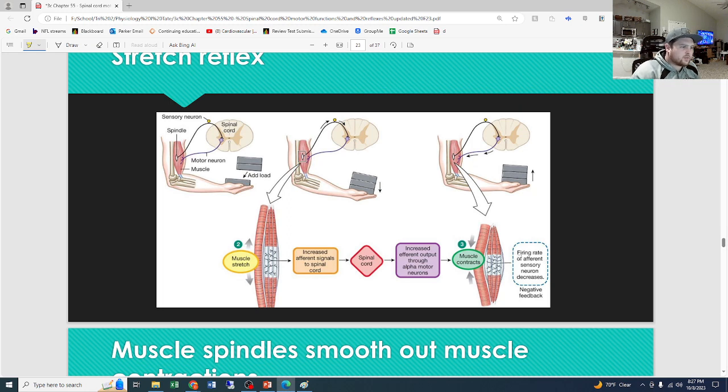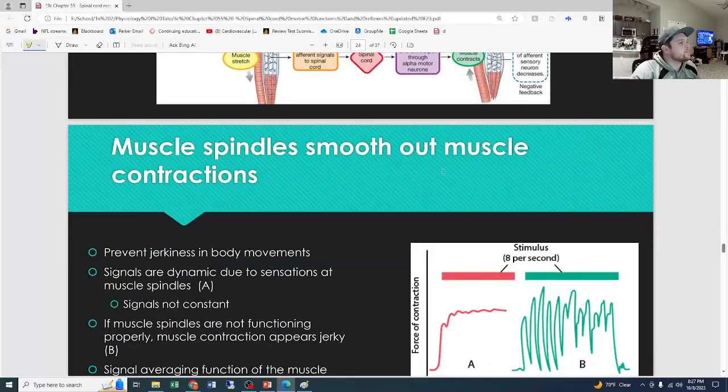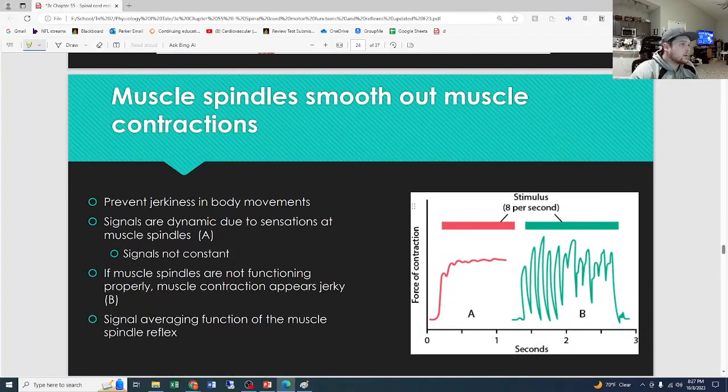And then the firing rate of the afferent sensory neuron decreases, which brings us back to it firing at a slower rate, which then stops us from over-contracting. Muscle spindles smooth out muscle contractions. That's another thing about the muscle spindles. They prevent jerkiness in body movements.